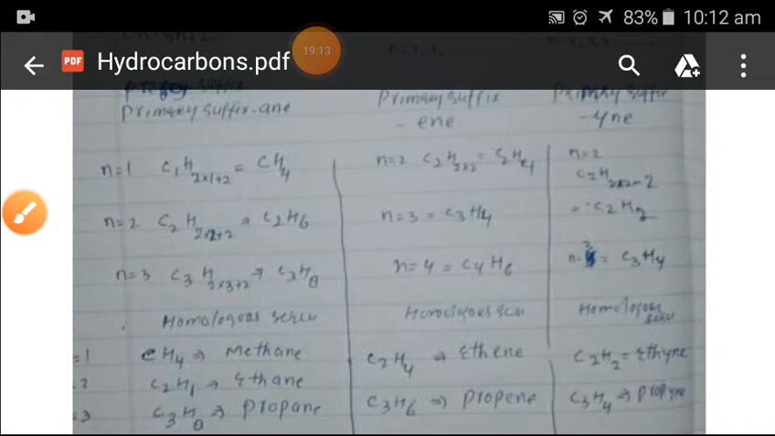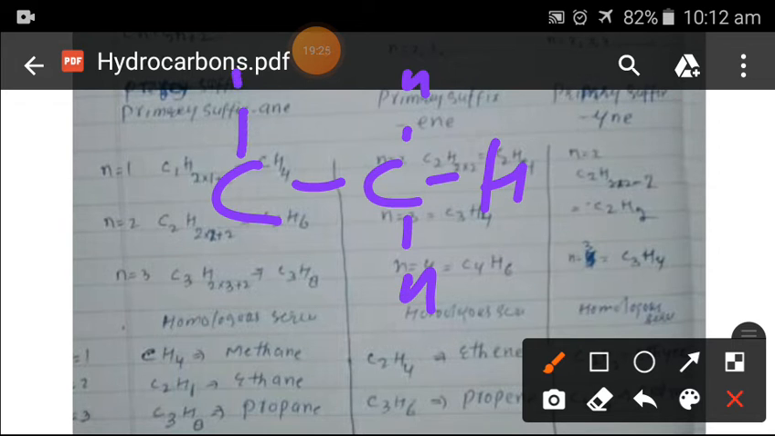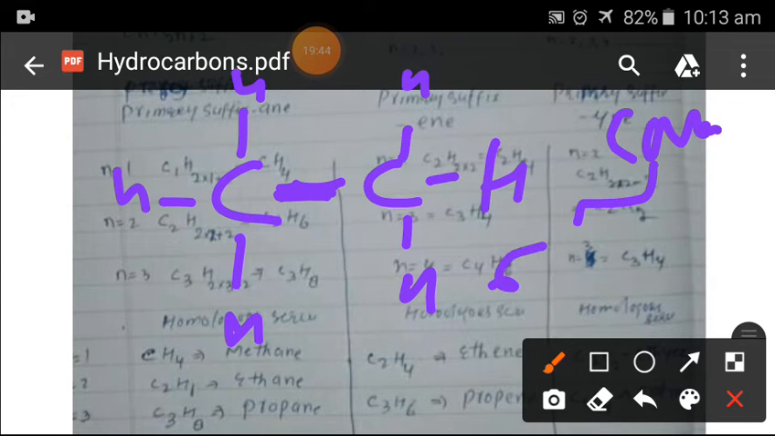Clear? But you must have seen that the alkanes only contain carbon-carbon single bonds. Clear? In the rest of the molecule, for example, ethane forms 4 covalent bonds: three covalent bonds with 3 hydrogen atoms, and one covalent bond with this carbon atom. Clear? So there are actually 2 types of covalent bonds. One is the sigma bond and one is the pi bond.